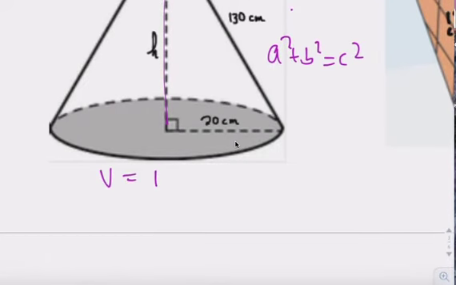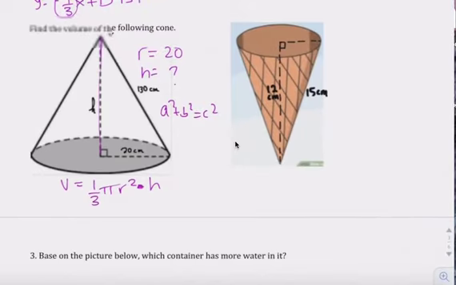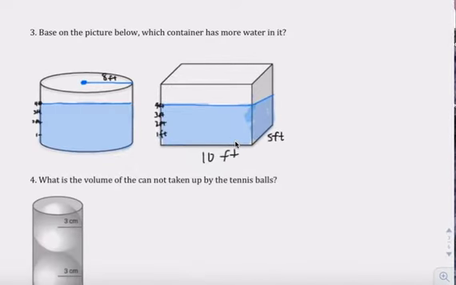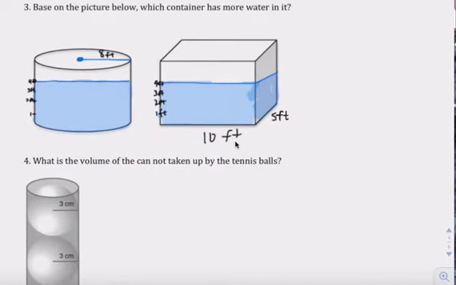Volume equals 1/3 pi r squared times height. Okay, same thing here. You're finding the radius by doing a squared plus b squared equals c squared first, and then you get your answer. Okay, I'm doing this fast, you can slow down.